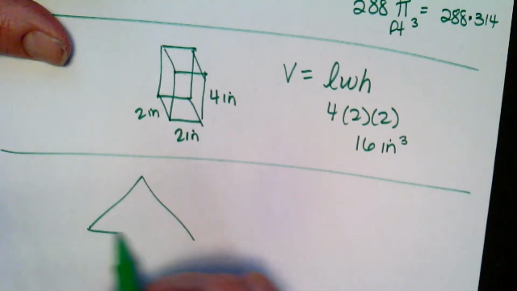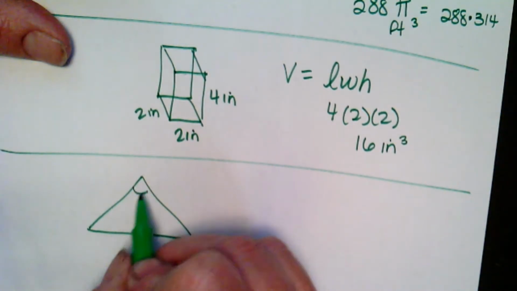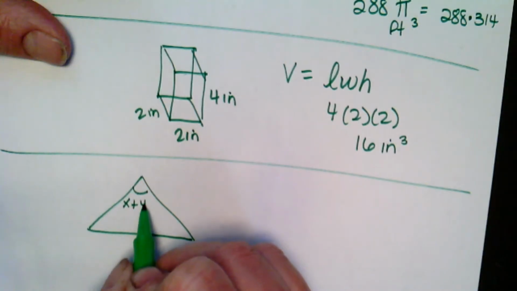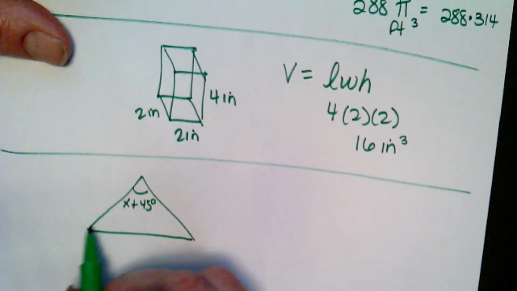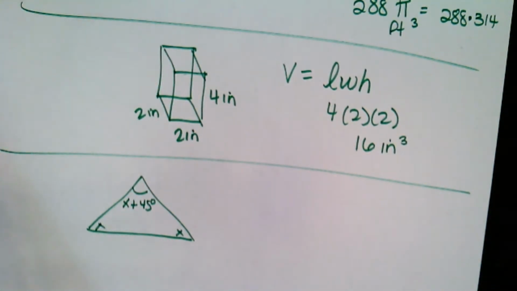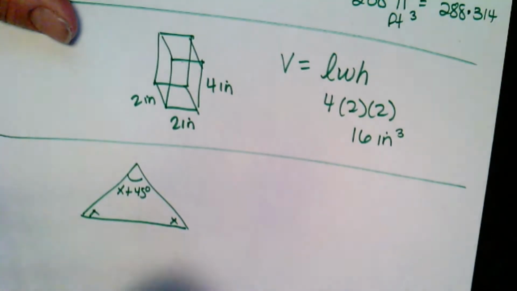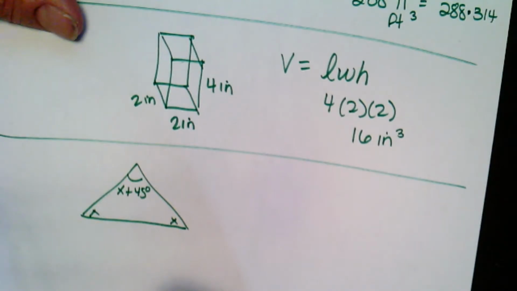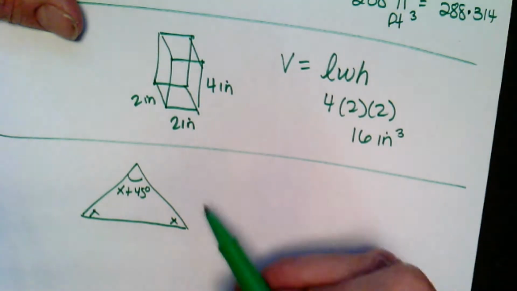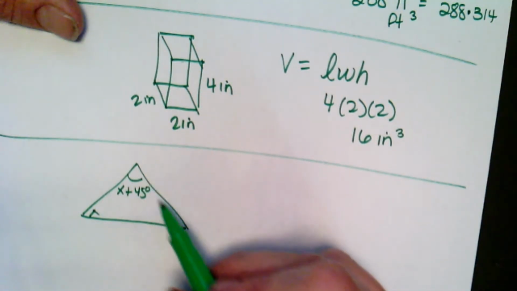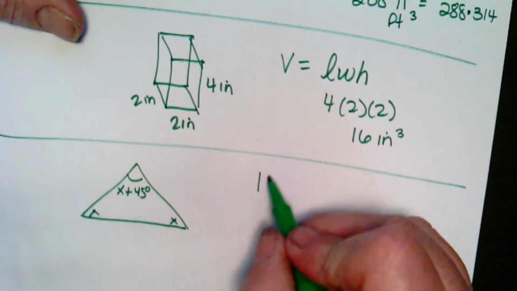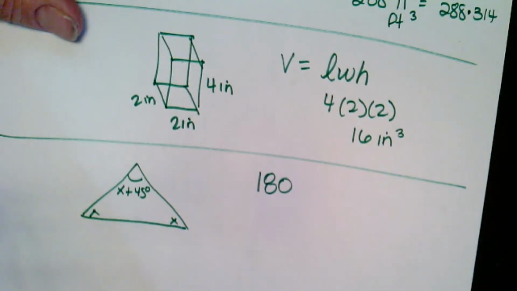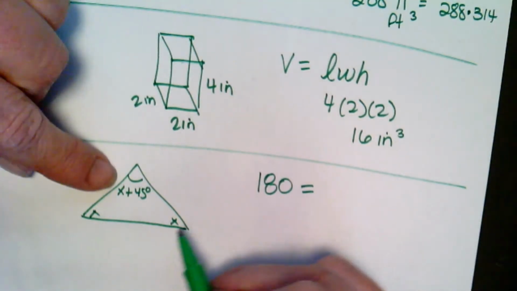Right, and they give us this triangle, and I'm horrible at drawing, so forgive me. They say that two angles of a triangle are the same, and then one is 45 degrees greater than the other two. So the thing to remember on a triangle is the sum of the interior angles is always 180 degrees. So that's what we're going to make this whole thing equal to.